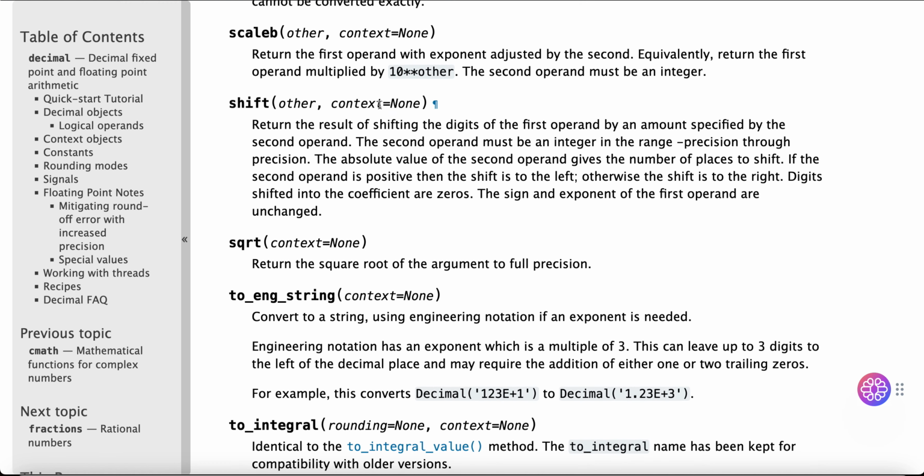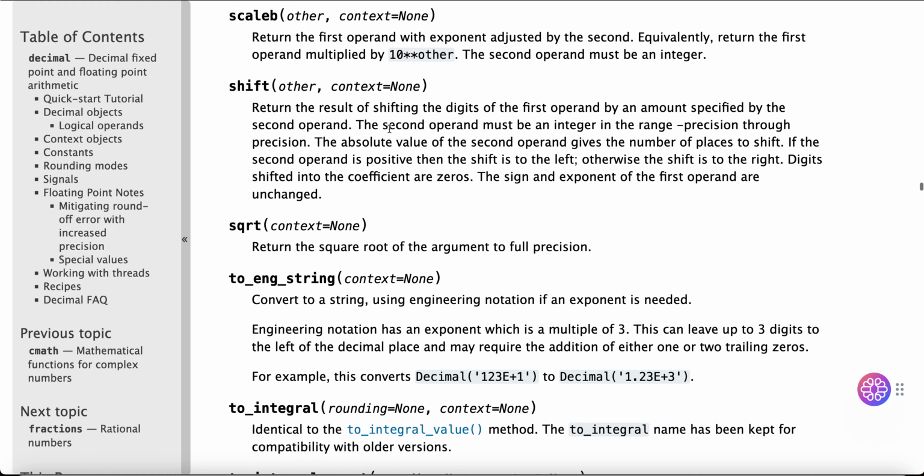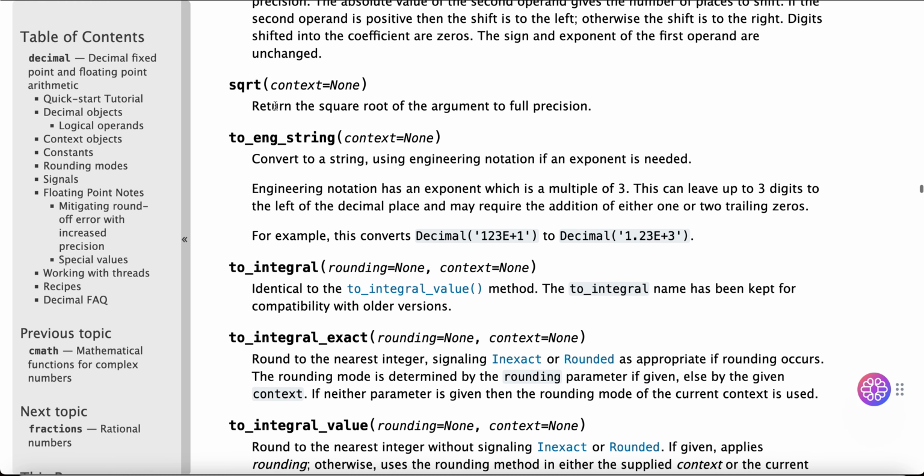shift(other, context=None). Return the result of shifting the digits of the first operand by an amount specified by the second operand. The second operand must be an integer in the range -precision through precision. The absolute value of the second operand gives the number of places to shift. If the second operand is positive, then the shift is to the left, otherwise the shift is to the right. Digits shifted into the coefficient are zeros. The sign and exponent of the first operand are unchanged.